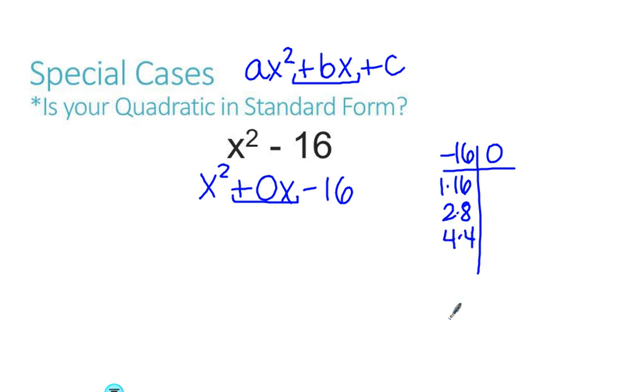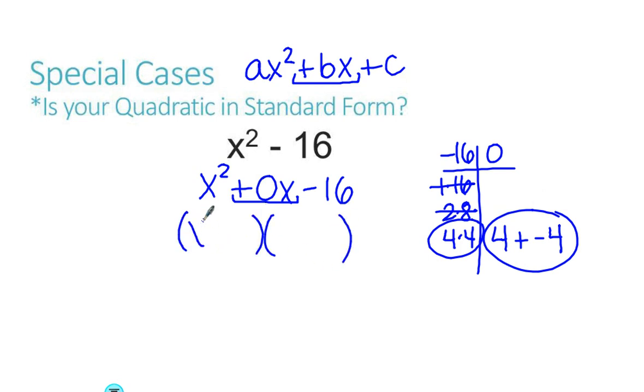So here's the trick. Anytime it's something that's going to add to 0, it has to be a number and the opposite of itself. 2 and 8 will never get to a 0. 1 and 16 will never add to 0, but 4 and 4 can. We just have to have one be positive and one be negative. So a positive and a negative, those are our numbers.